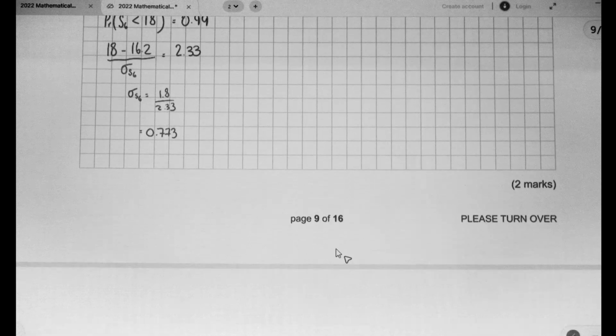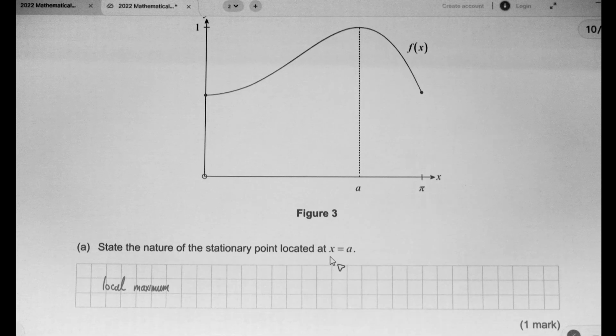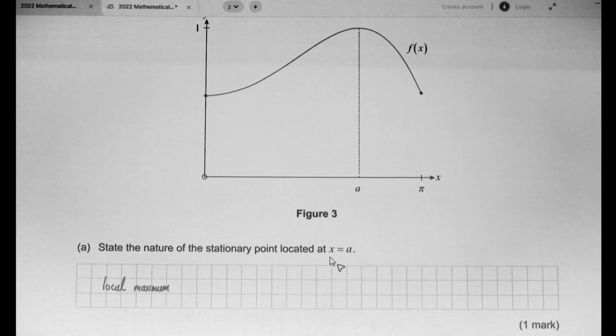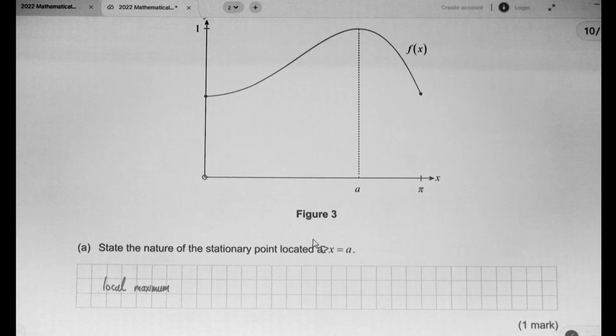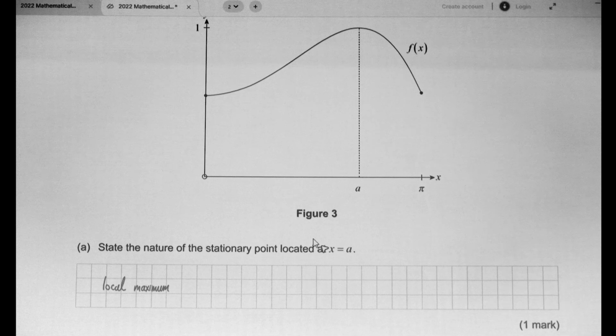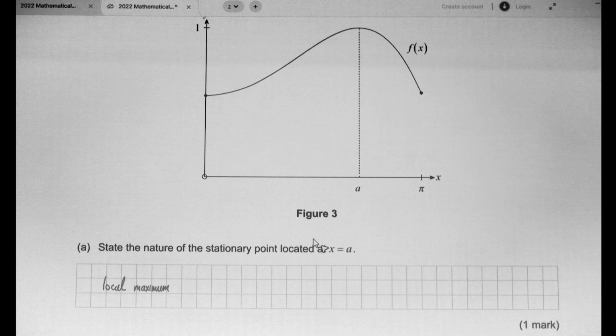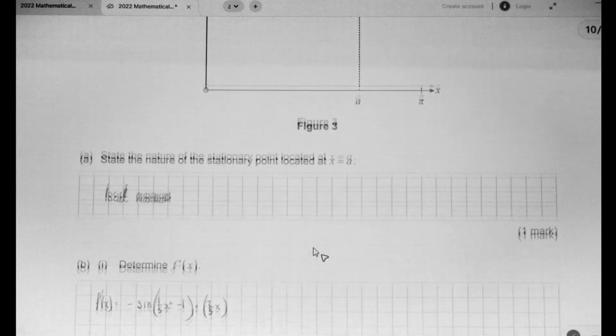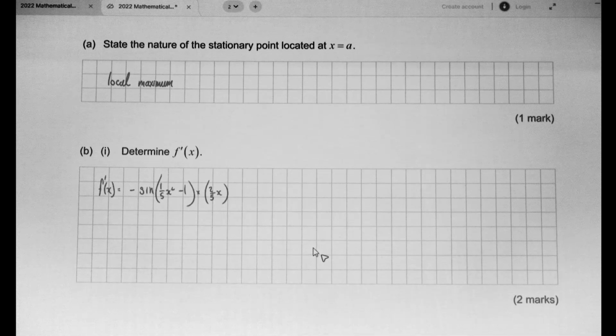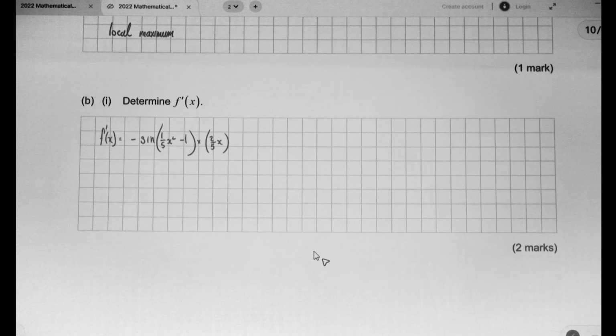Okay. Question 5. Oh, beautiful. 5A, state the nature of the stationary point. Local maximum, we'd accept maximum because it's a restricted domain anyway. Global maximum, local maximum or maximum, gets the mark. Easy, I would assume, very well done. Determine the derivative, 2 marks, so 1 for the derivative of cos being negative sine, and 1 for your chain rule. Brackets, essential. We can't have the brackets missing from around the 1/5 x squared, take 1.